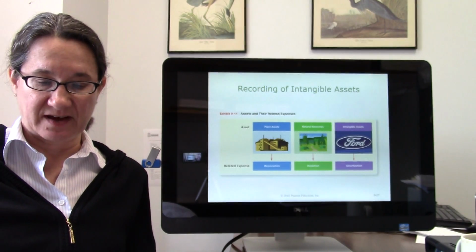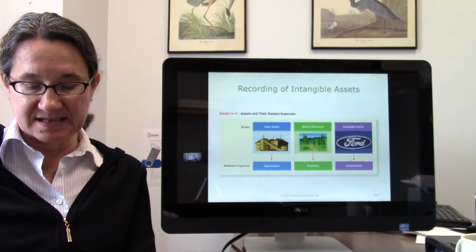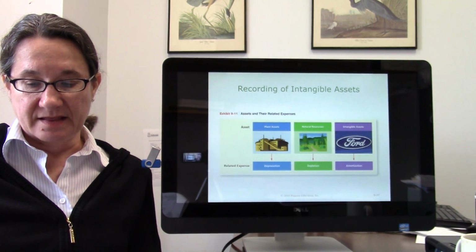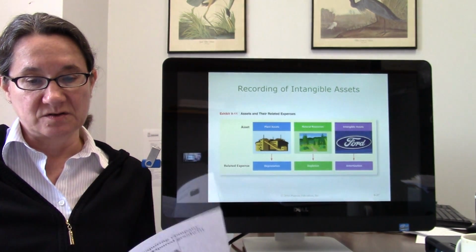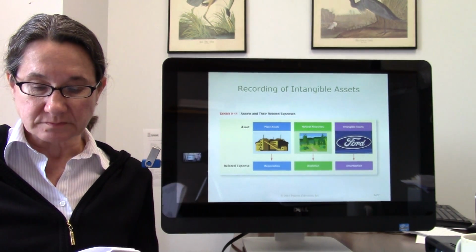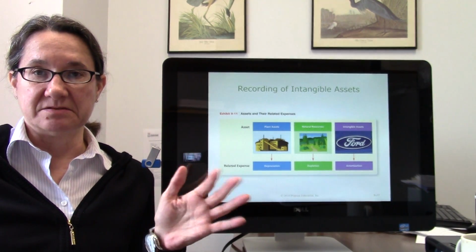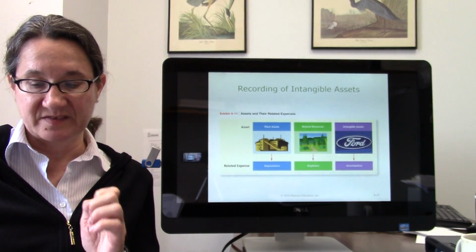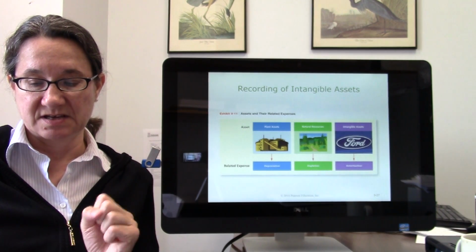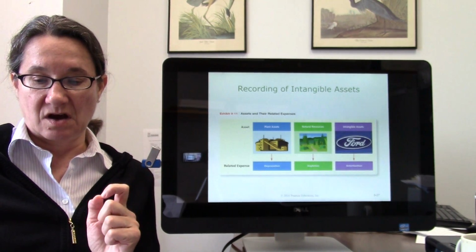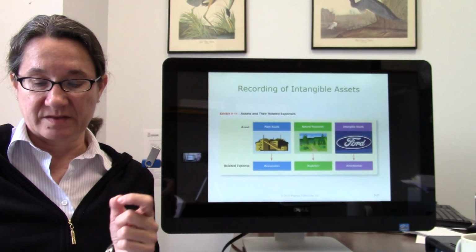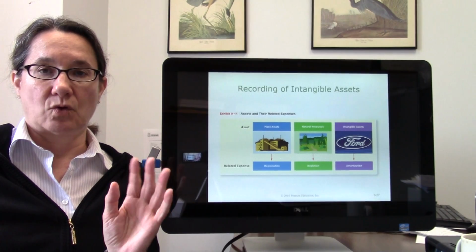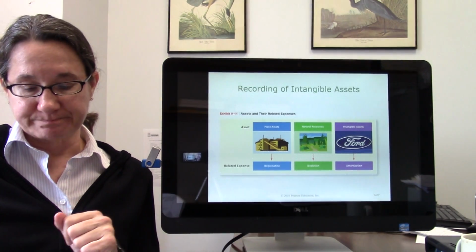Exhibit 9-11 on page 500 summarizes the types of assets and their related expenses. Plant assets are those assets that have physical characteristics and are used in operations. So that's a plant asset: a machine, the factory, buildings, things like that. Natural resources are assets that come from the earth and can ultimately be used up. So natural assets: oil, ores that you mine, diamonds.